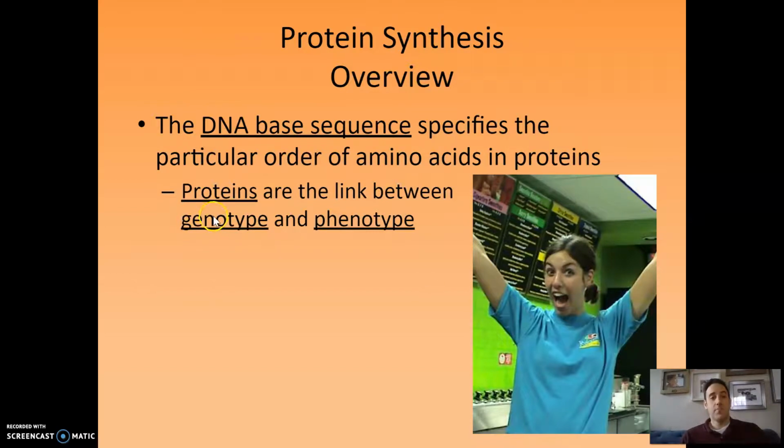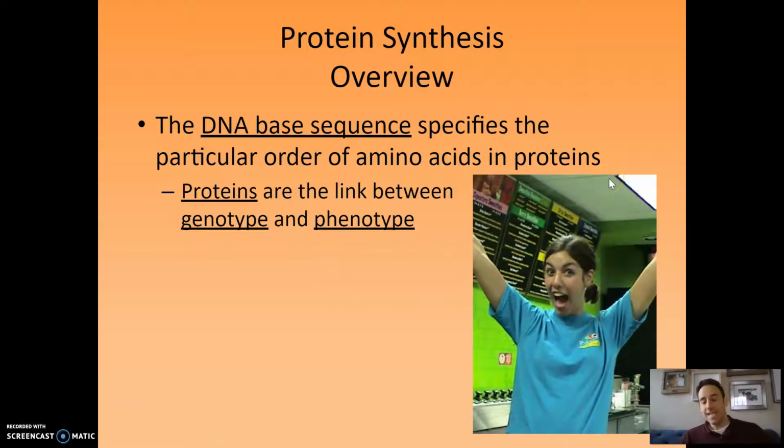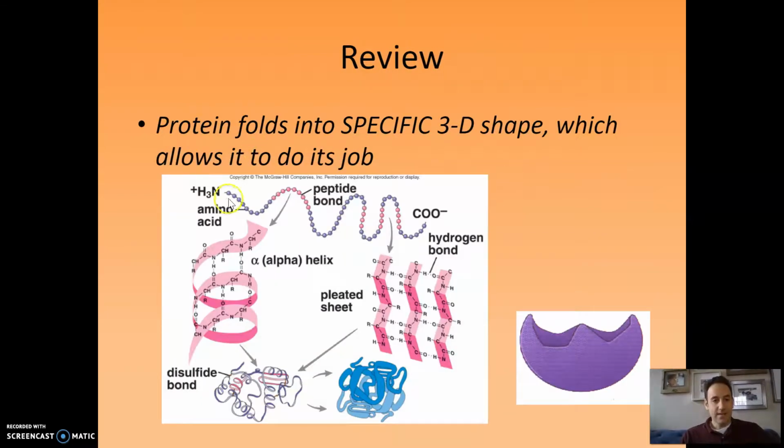In other words, proteins are the link between genotype, what the DNA says, and phenotype, what's actually happening in the cell, what's being carried out by those specific proteins. That's a big deal. We should celebrate. Woot! So DNA, the importance of DNA is that it tells us what order to put these amino acids in.